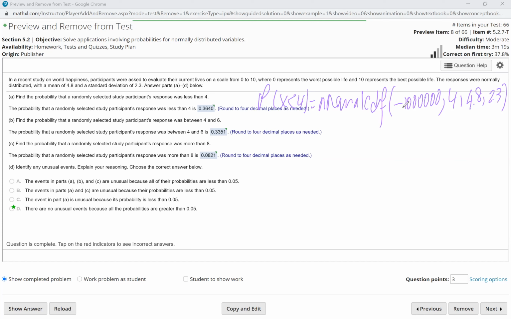Then the next one is between 4 and 6, then more than 8. Then the last part, he asks you, are there any unusual events? Well, an unusual event if the probability is less than 5%. You notice all those answers, guys, here are more than 5%, so none of them are unusual. Okay.